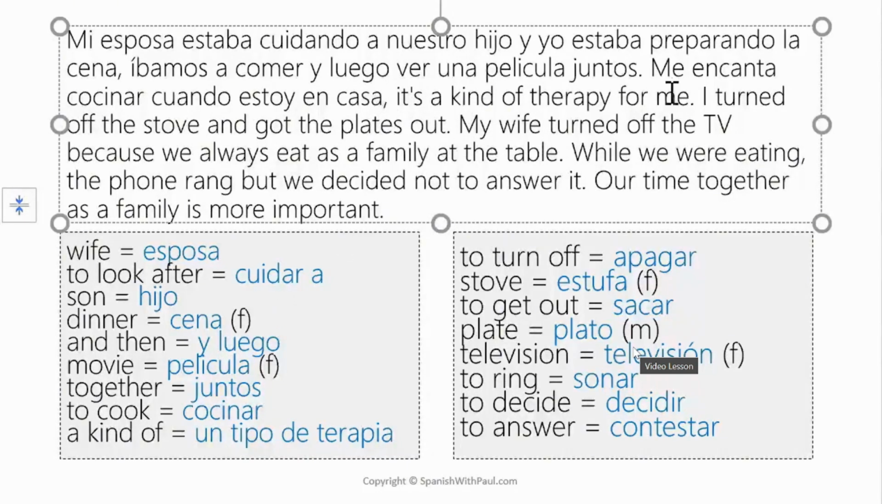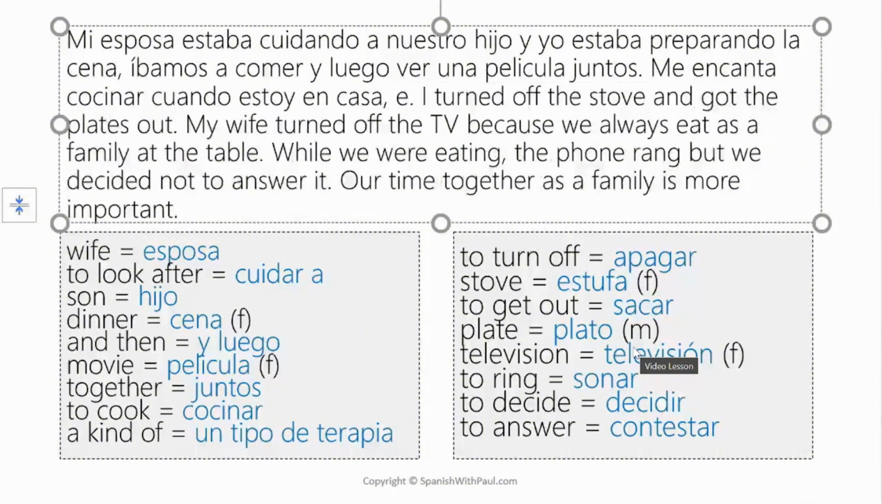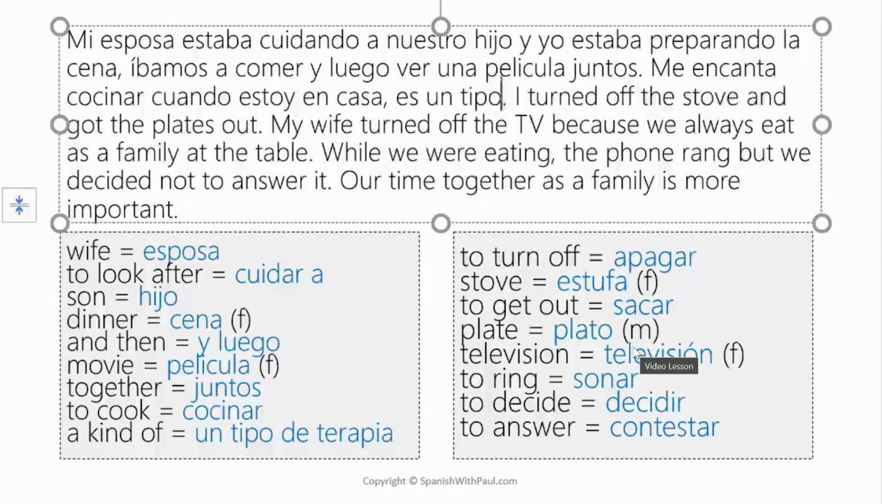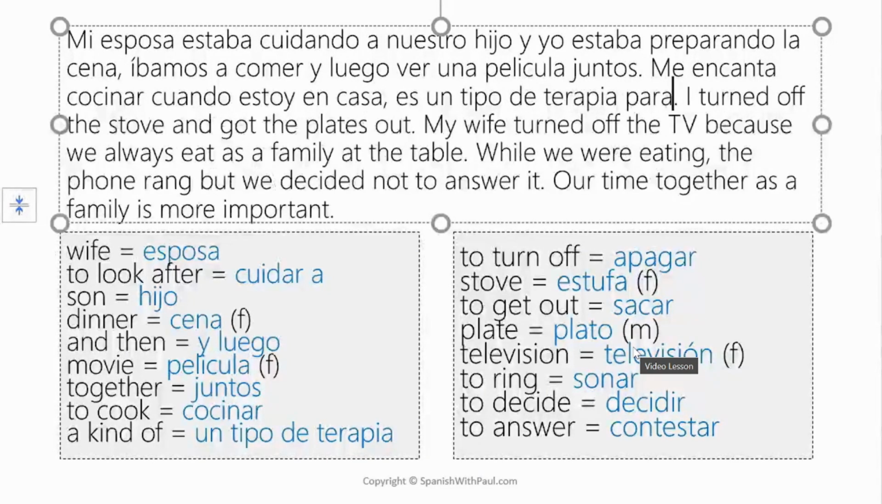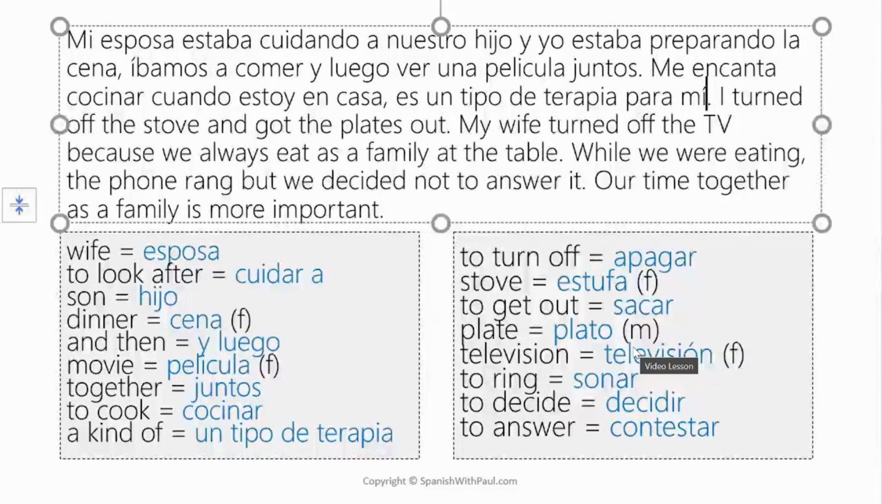Then we have our phrase, it's a kind of therapy for me. In Spanish, you will say it's a type of therapy for me. So, es un tipo de terapia para mí. Then we have I turned off, and the verb is apagar. Now this is simple past because somebody actually did turn off the stove. It's done. The action is done. So we have that vertical line coming down. So this is going to go to apagué la estufa.